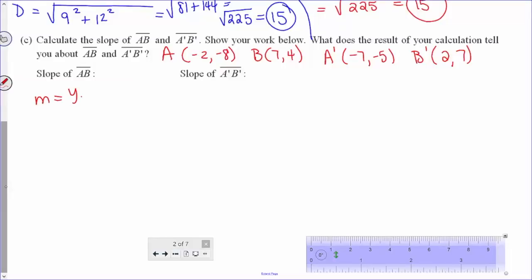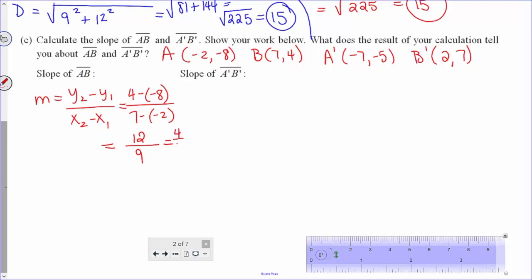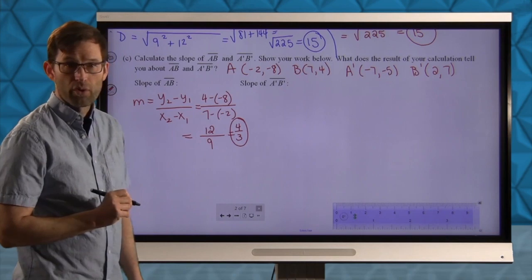Slope, y2 minus y1 divided by x2 minus x1. All right, for AB, that's going to be 4 minus negative 8 in the numerator and 7 minus negative 2 in the denominator. 4 minus negative 8 is positive 12. 7 minus negative 2 is positive 9. Always reduce your slopes. Both of those can be divided by 3. So AB has a slope of 4/3.